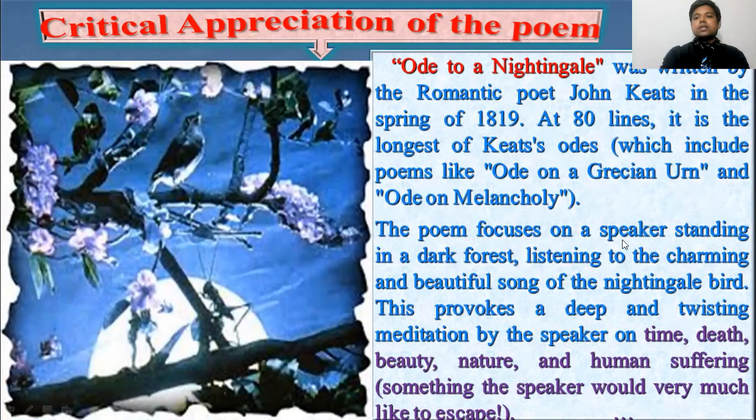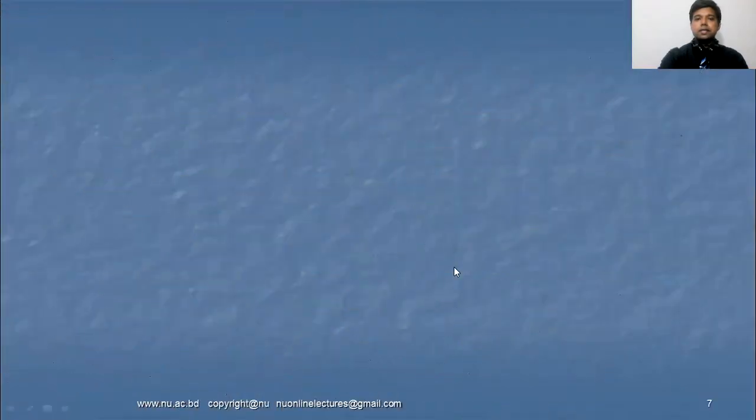The poem focuses on the speaker standing in a dark forest, listening to the charming and beautiful song of the nightingale bird. This provokes deep and twisting meditations by the speaker on time, death, beauty, nature, and human suffering, and something that the speaker would very much like to escape. Here you will find the word escape, that is, to flee from the pangs and pains of life. This is the common idea or theme of the poem. So this is the critical appreciation, and I will show you the next slide.